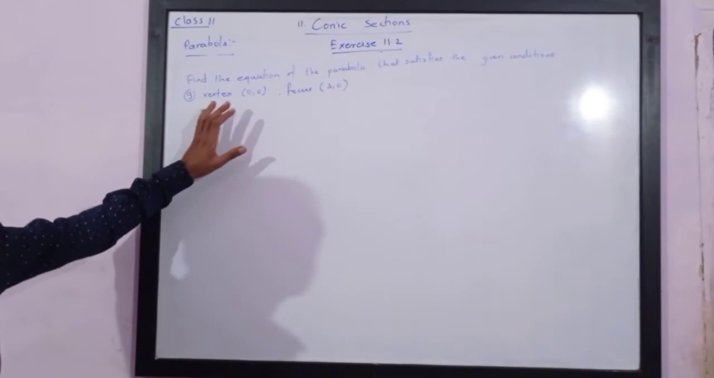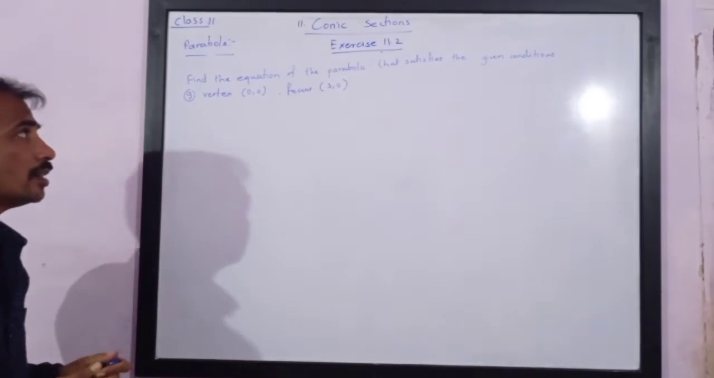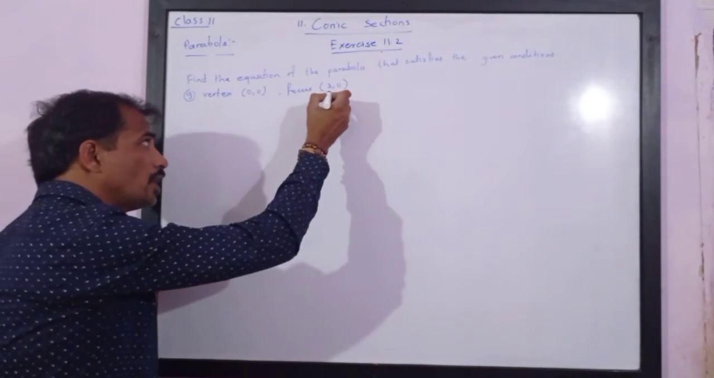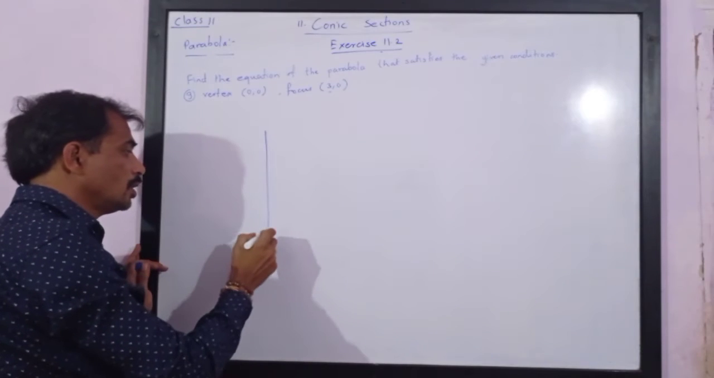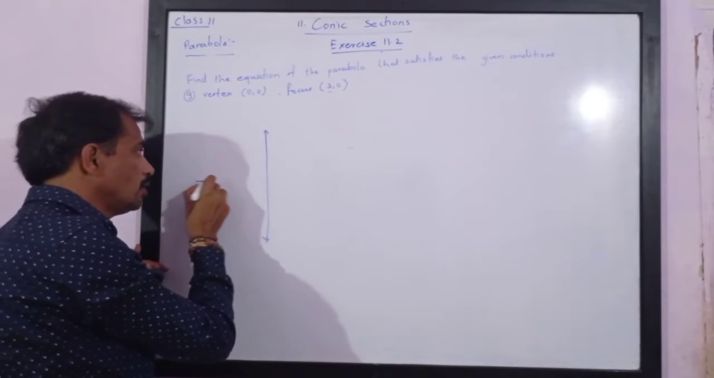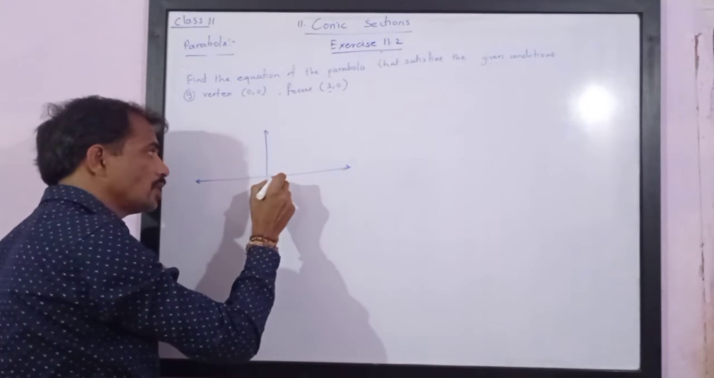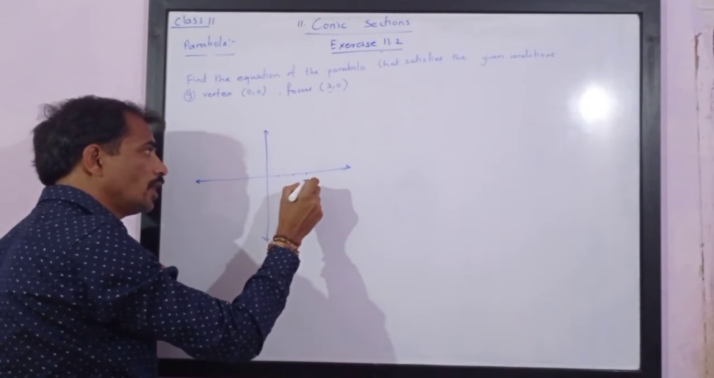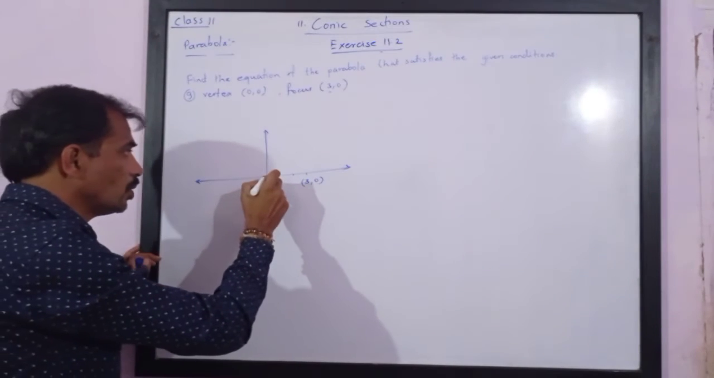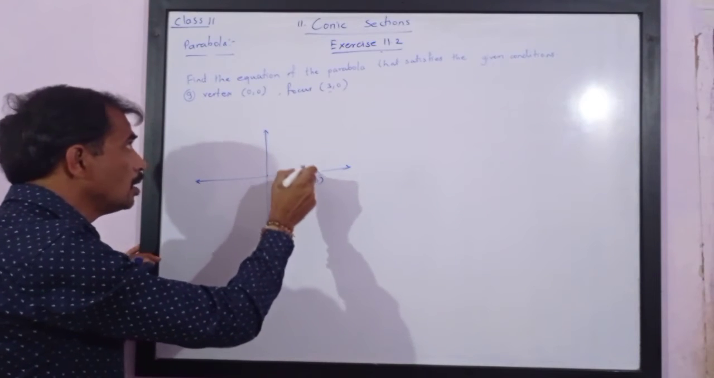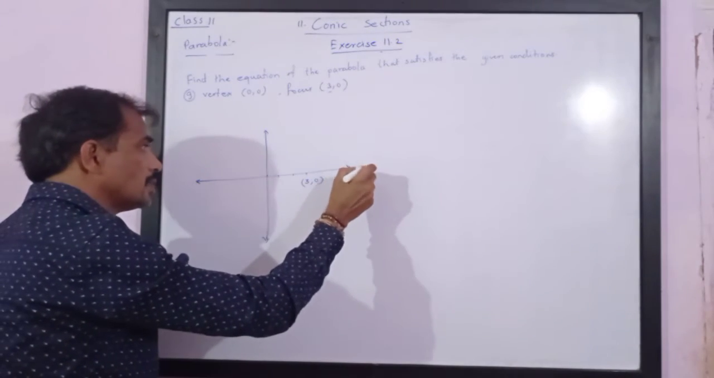Dear friends, we have the next question. We have to find the equation of the parabola. Vertex is at (0, 0) and focus is at (3, 0). Please note, here the x coordinate is 3, the y coordinate is 0. If you try to plot this point, it will be on the positive direction of x. If this is 1, 2, 3, we will get the focus (3, 0) somewhere here. Please note, vertex is (0, 0). So we will get a parabola which is symmetric about the x-axis.